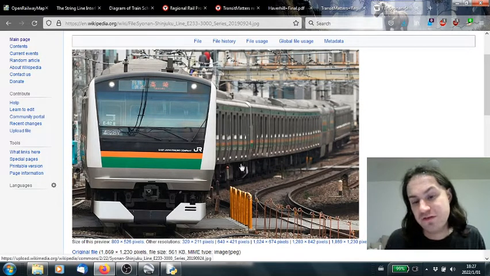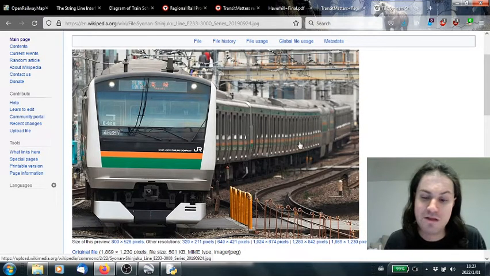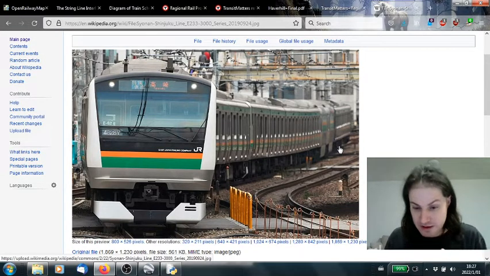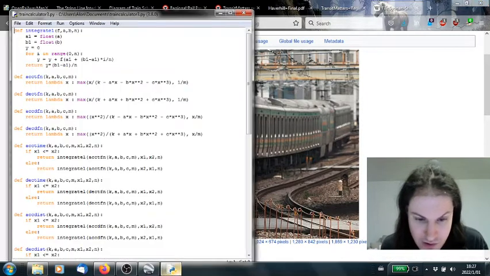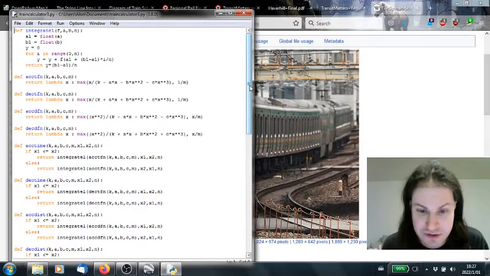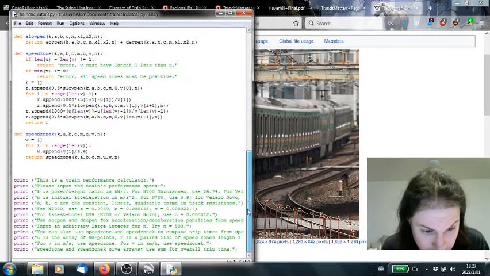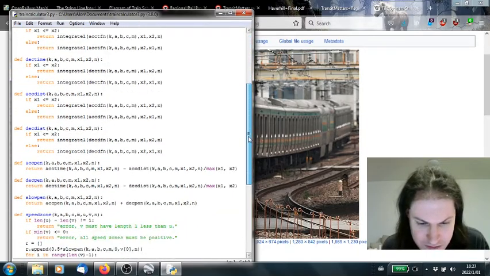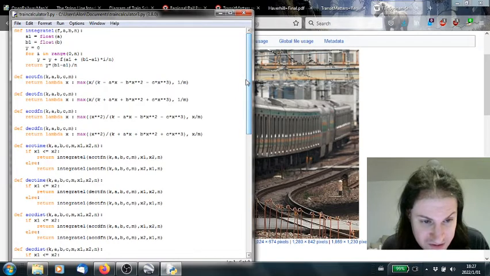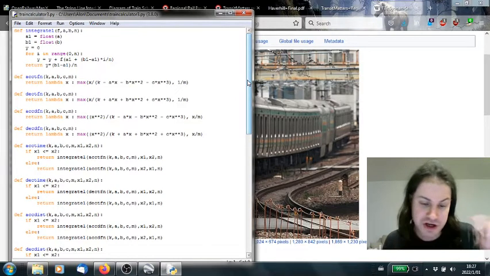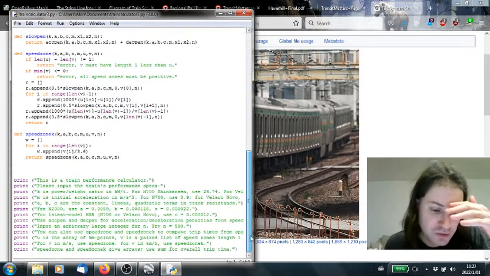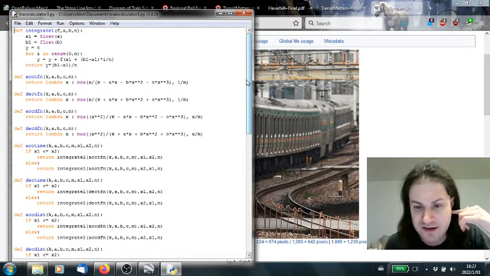So sometimes it's EMUs. One of the advantages of EMUs is that they accelerate better. The reason is that there's something called an adhesion limit and something called a power limit. This just looks like random math, the code. But what this does is it finds the acceleration time on a train between two speeds. Essentially, it's something that computes speed zones.